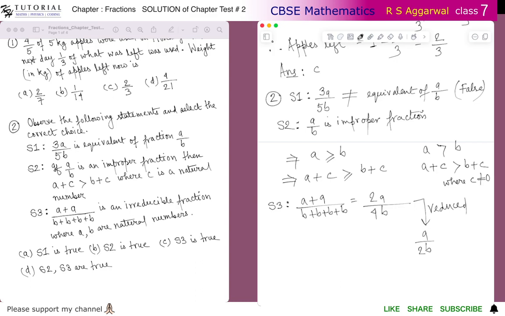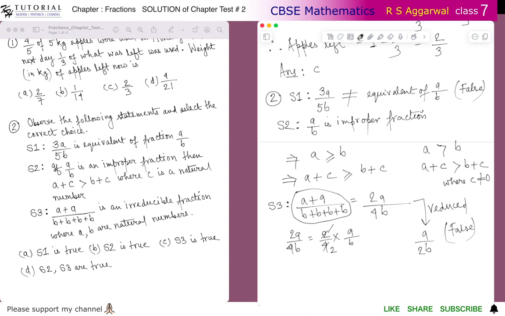We can always write 2A by 4B as 2 by 4 into A by B, and we can cancel out and reduce the fraction 2 by 4 further, and we get A by 2B. So the given fraction is reducible, but the statement S3 is saying that it is an irreducible fraction. So S3 is false.